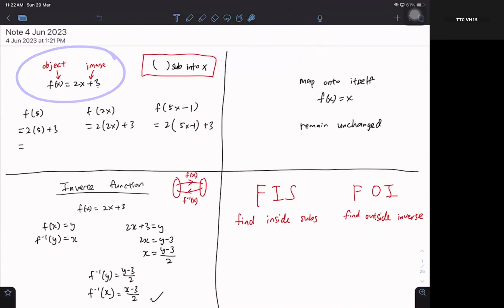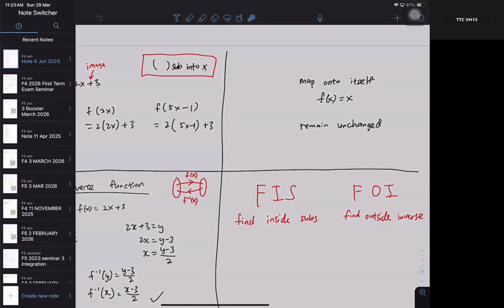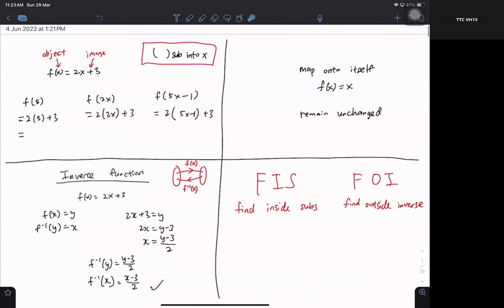Here, the object is the x. The image is the equation. This one you just have to remember. Remember the object is the x. The image is the equation. Okay, so go back to the question. This one just now I asked you to take a picture, right?